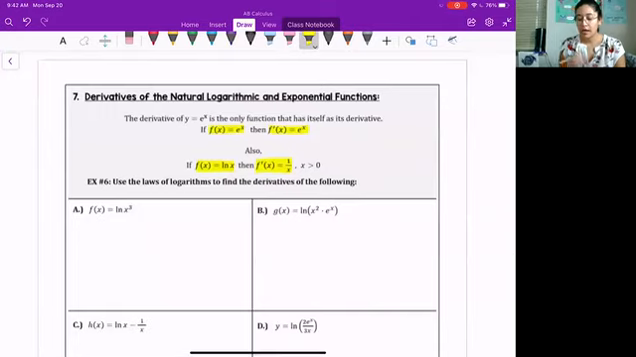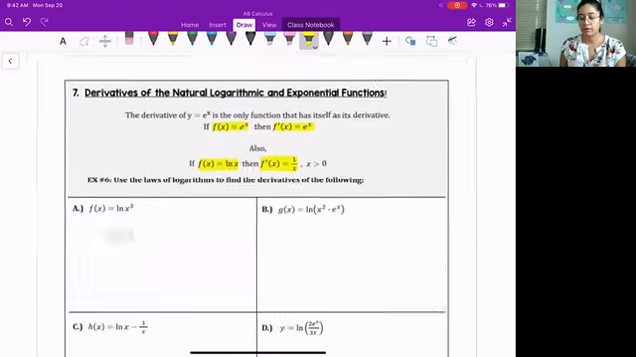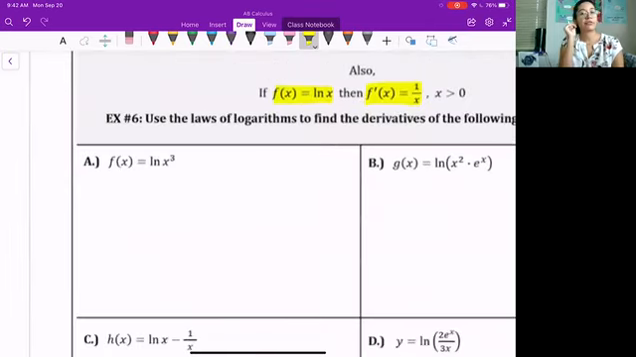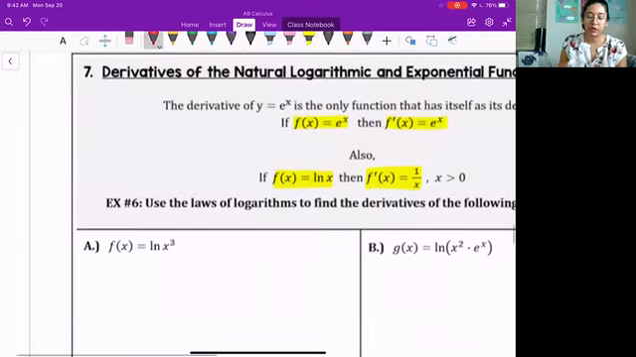Okay, so let's try it out. It says use laws of logarithms to find the derivative of the following. So here on part A, they're asking, what's the derivative of natural log of x cubed? I don't know. I only know the derivative of natural log of x. So we're going to have to use our logarithmic rules here. I'm going to write some of them down.